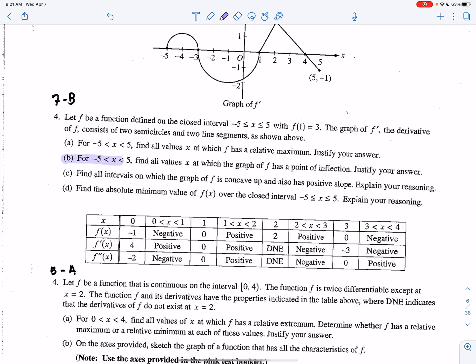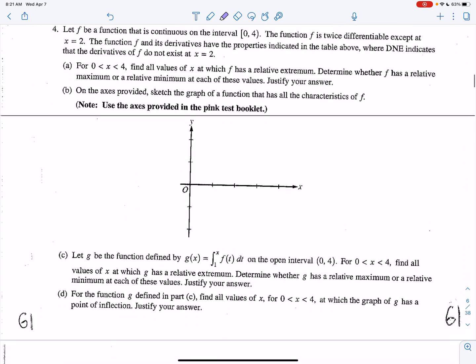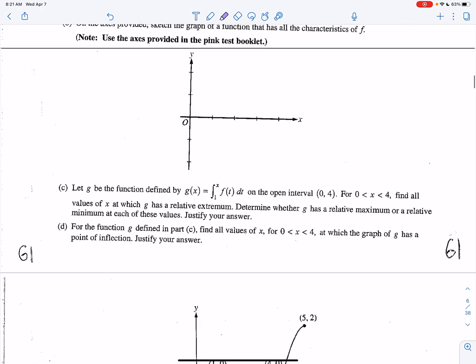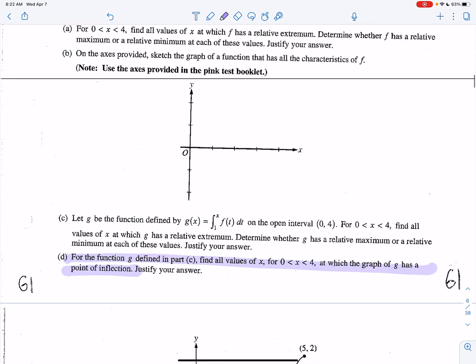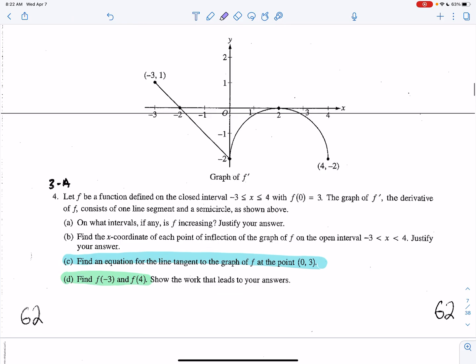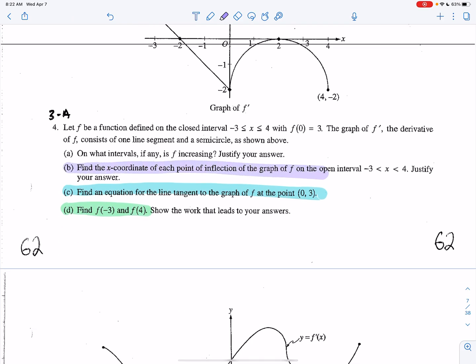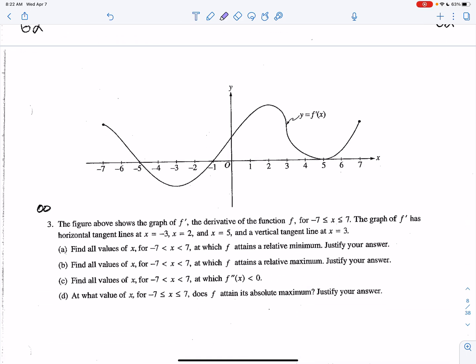We have another point of inflection in 2007. We have something in regards to concavity here, but I'll highlight the whole thing. In 2005, the tail end of part D, find all values where the graph of G has a point of inflection. So this one pops up a lot, right? Here's part A. So you can see that this is probably something that you want to definitely conquer, right?